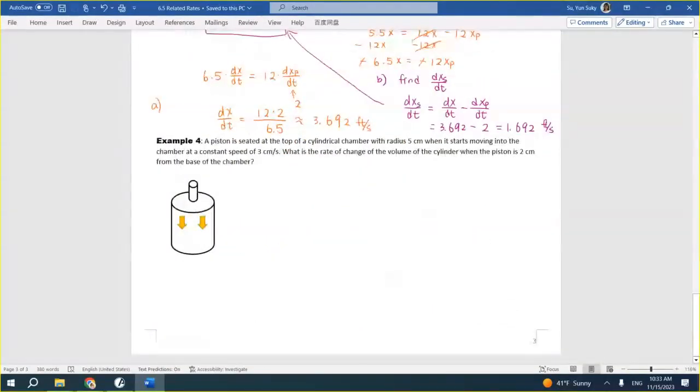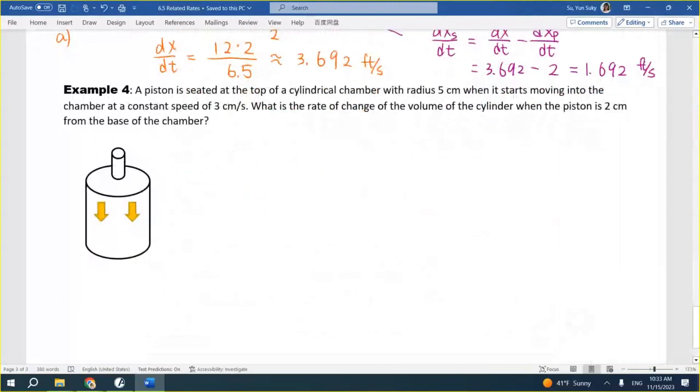Example 4. A piston is seated at the top of a cylindrical chamber with radius 5 centimeters. When it starts moving into the chamber at a constant speed of 3 centimeters per second, what is the rate of change of the volume of the cylinder when the piston is 2 centimeters from the base of the chamber? Okay, so this is the chamber. We have this thing, the piston, moving down. Can you imagine the picture? It's moving down.